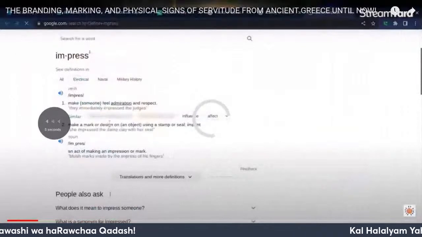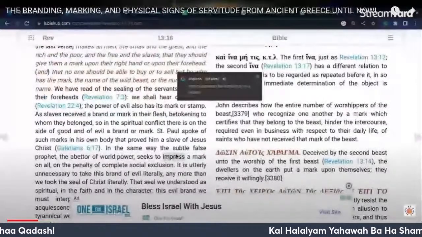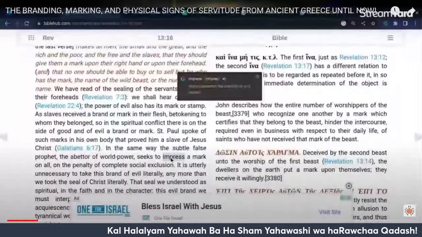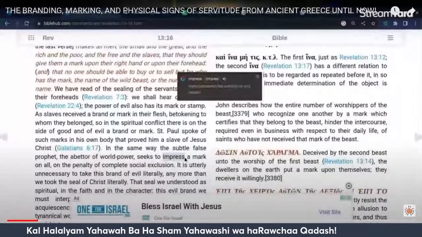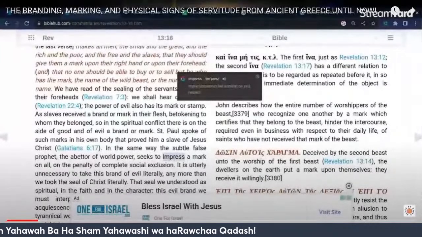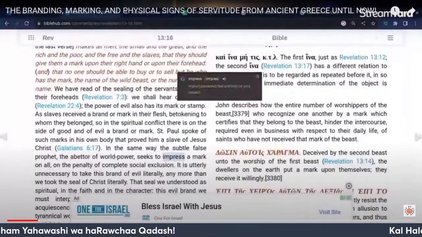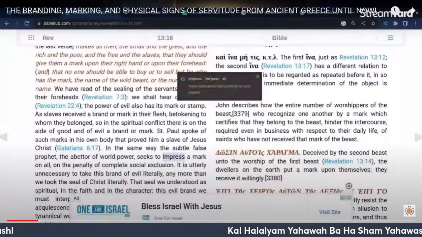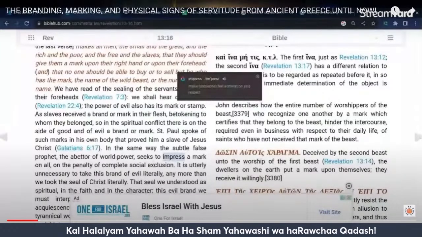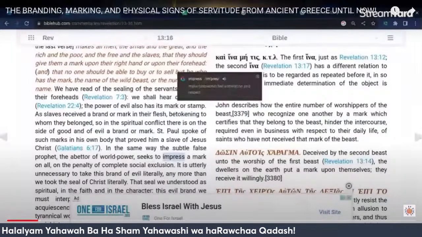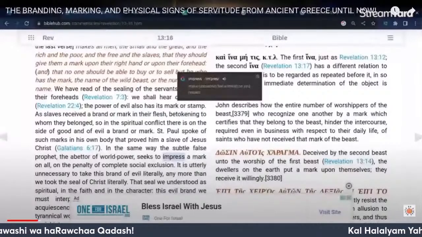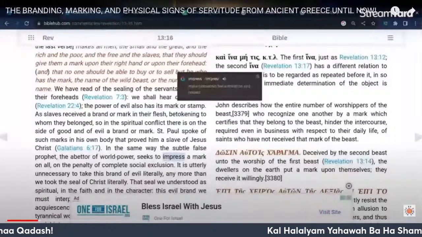In the same way, the subtle false prophet, the arbiter of the world power, seeks to impress, which the word impress means make something. Let me get that word impress real quick, because you have the word impressionable or impression. That also goes into mark, impress. So impress means make someone feel admiration and respect. But the second definition is the one I'm looking for.